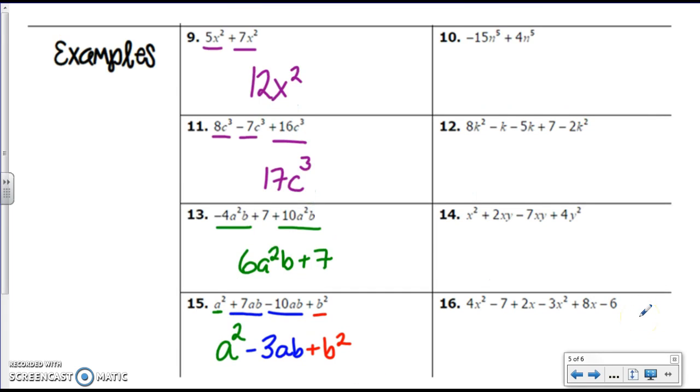Okay, so now I want you to pause the video and try the next 4 problems, 10, 12, 14, and 16, and have them checked before you move on. Okay? If you have any questions, raise your hand and I will come help you out. I'm definitely here to help you out, so don't hesitate to ask. So go ahead and pause the video, try them, have them checked, and then you can move on.